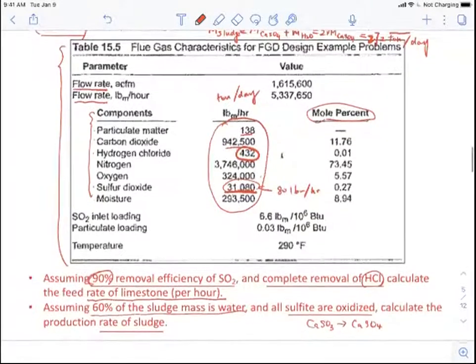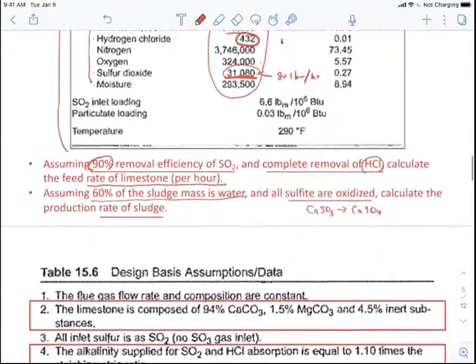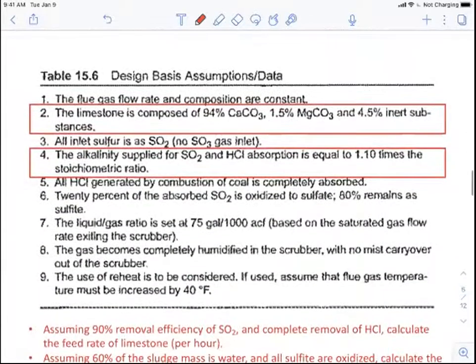But now things are getting a little bit more sophisticated, and we have to make assumptions about the composition of the limestone. For example, here the problem says that the limestone now is not pure calcium carbonate anymore. It's made of 94% calcium carbonate, 1.5% magnesium carbonate, and 4.5% inert. If you just look at limestone, basically a rock, it's not a pure substance. There's always some inert that cannot react with anything.